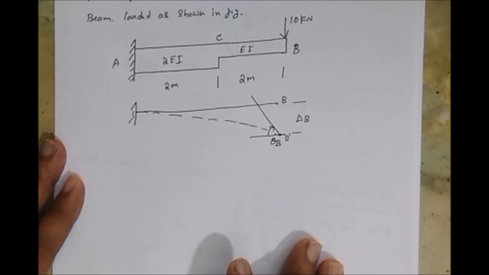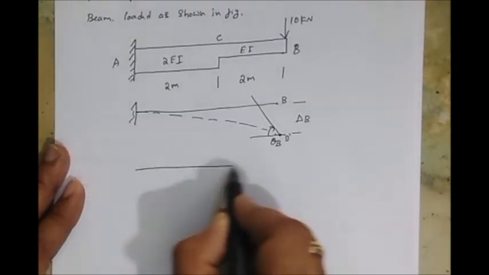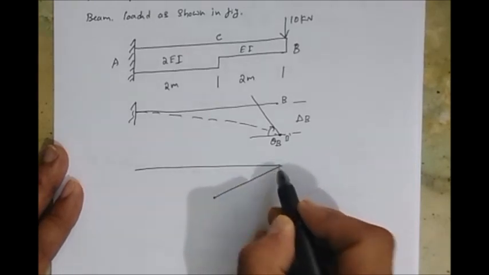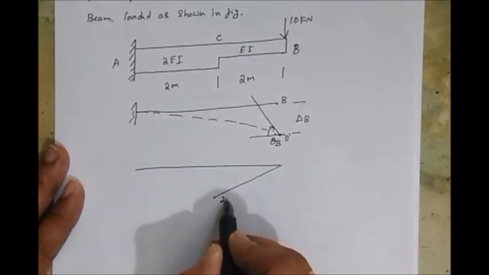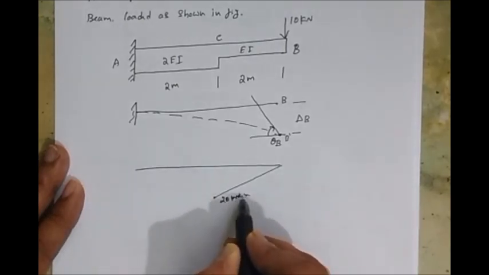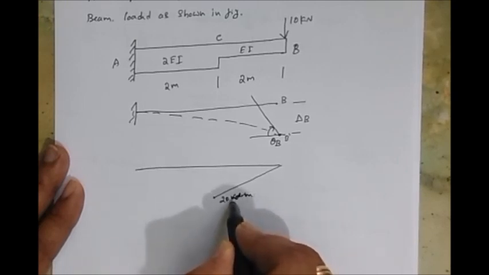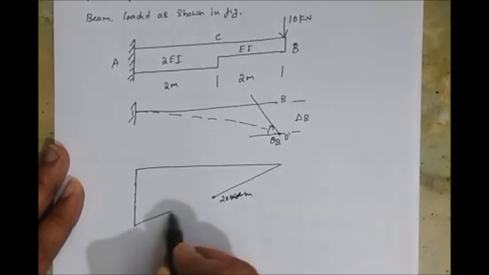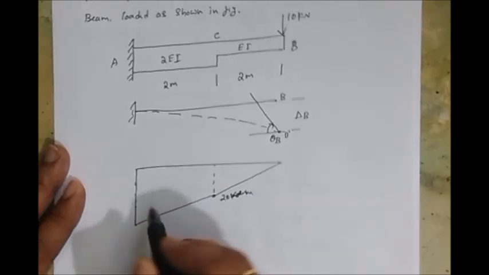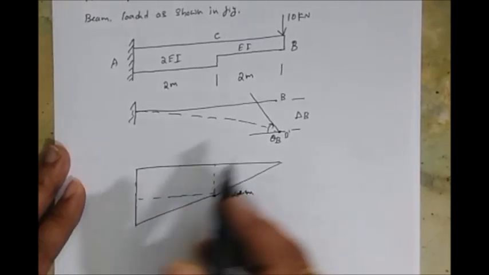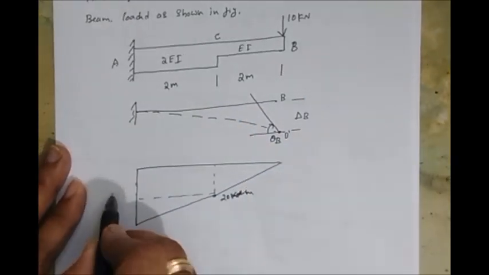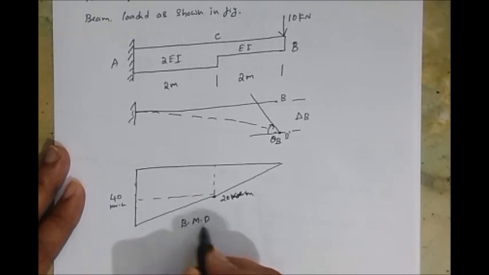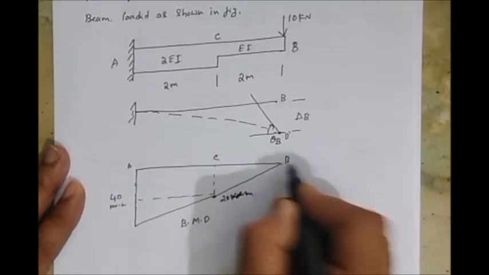Then we'll draw the bending moment diagram. So how is the bending moment diagram? At C, the bending moment is 10 into 2, which is 20, and it increases linearly. So this is 20 kilonewton meter. Then it increases linearly to A, where the value is 10 into 4, 40. So this is 40 kilonewton meter. So this is the bending moment diagram, with points A, C, B.